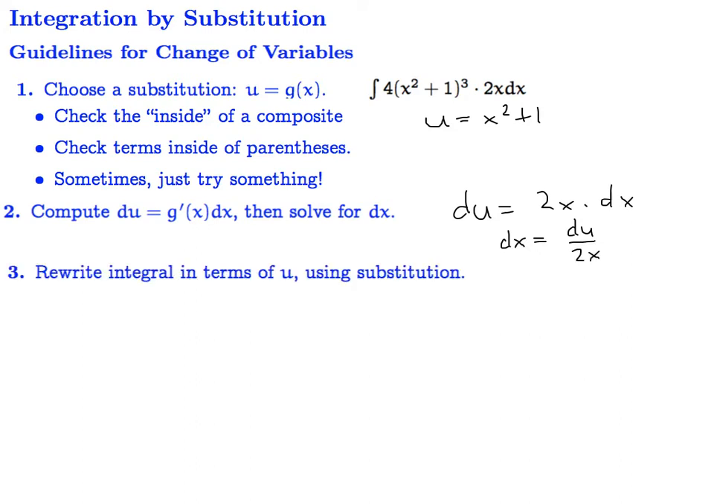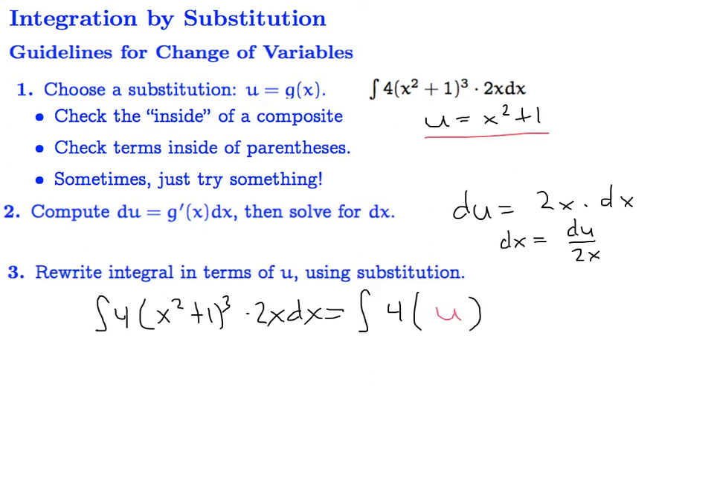Next I want to rewrite my integral in terms of u using substitution. So basically my goal is to replace all of my x's. So I started out with the integral of 4 times (x squared plus 1) cubed times 2x dx. And what I can do is start replacing things. The 4 is going to stay, but the x squared plus 1, using the fact that u is x squared plus 1, I can replace with a u. And I have to keep my exponent there, cubed.